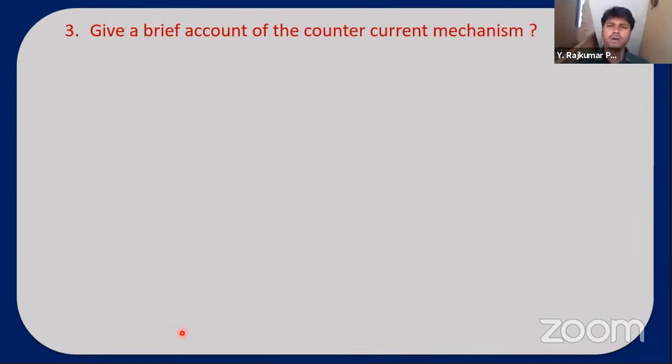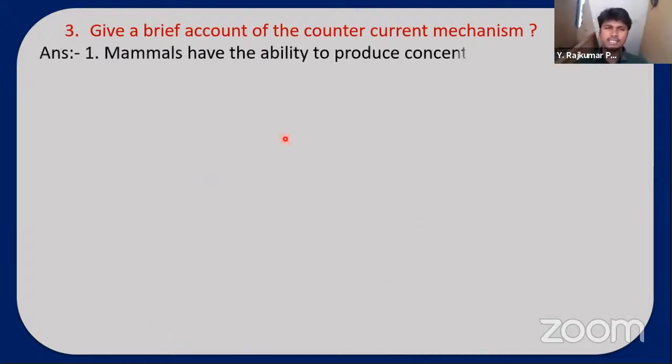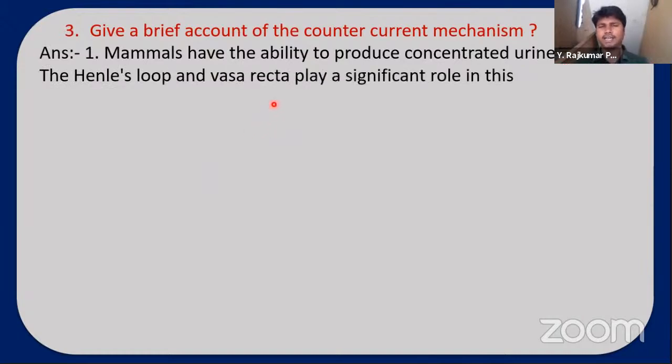Give a brief account of counter current mechanism. Counter current mechanism is seen in the formation of the urine. Okay, as we have studied in the previous classes, it has 3 steps: glomerular filtration, tubular reabsorption, and tubular secretion. In the tubular reabsorption and secretion, we see this counter current mechanism. What is this? See this, mammals have the ability to produce concentrated urine. Okay. The Henle's loop and vasa recta play a significant role in this.